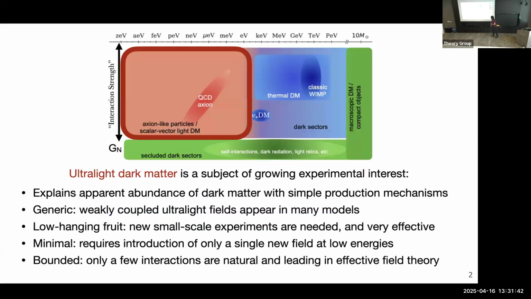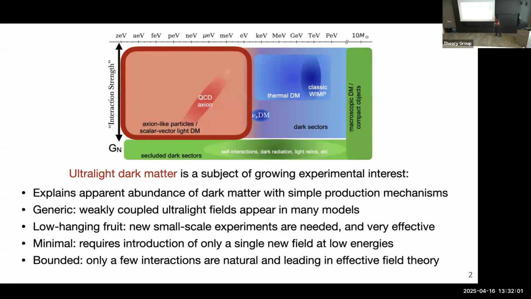So you've probably heard a lot recently about people looking for ultralight dark matter, and I think there's a lot of good reasons that we should be trying to look hard for it. Some that are well known and some that are a little less emphasized. Of course, the well-known part is that it seems to explain the apparent amount of dark matter, and there's a variety of simple production mechanisms that can naturally give you the right amount of dark matter.